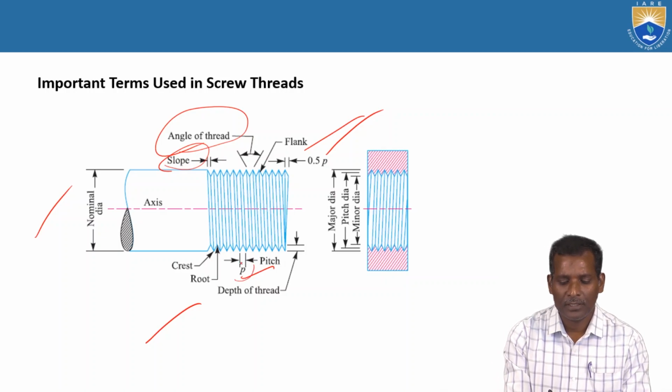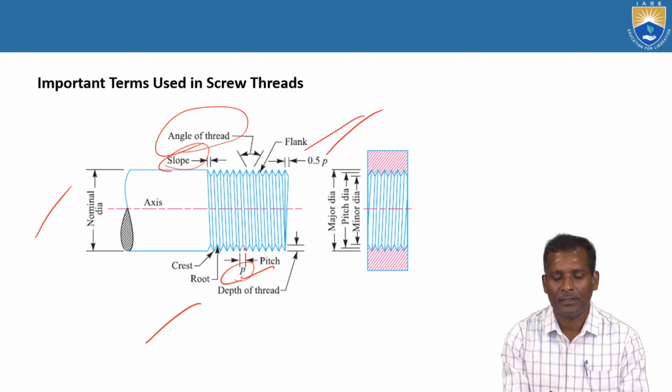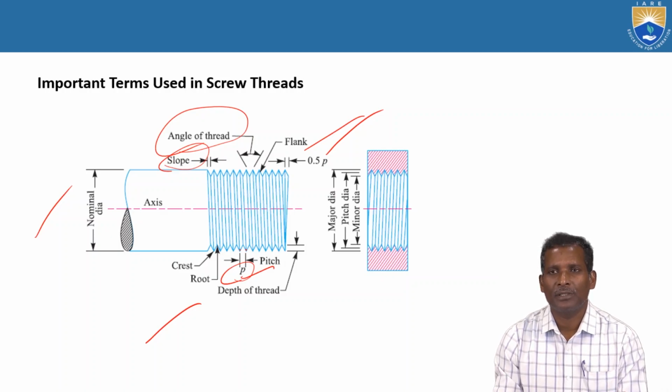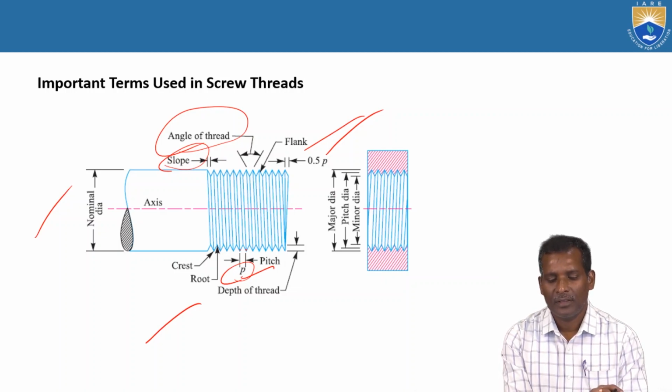Suppose here this one is one thread, and the next adjacent thread is at some distance. The axial distance between these two threads is called pitch. And here lead is how much advancement there is, so that is called lead.